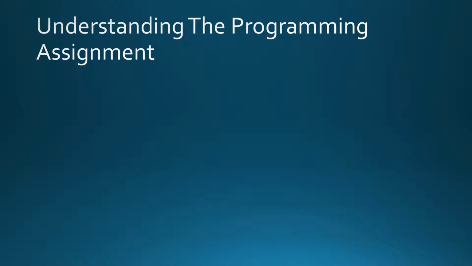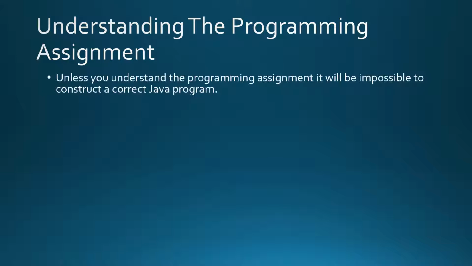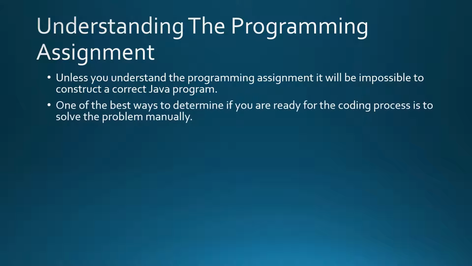The next part of the tutorial we'll cover will be understanding the programming assignment. Well, unless you understand the programming assignment, it's going to be impossible for you to construct a correct Java program. And one of the best ways to determine if you're ready for the coding process is to solve the problem yourself. That is, to solve it manually. If you can't solve it, you can't write a program to solve it.